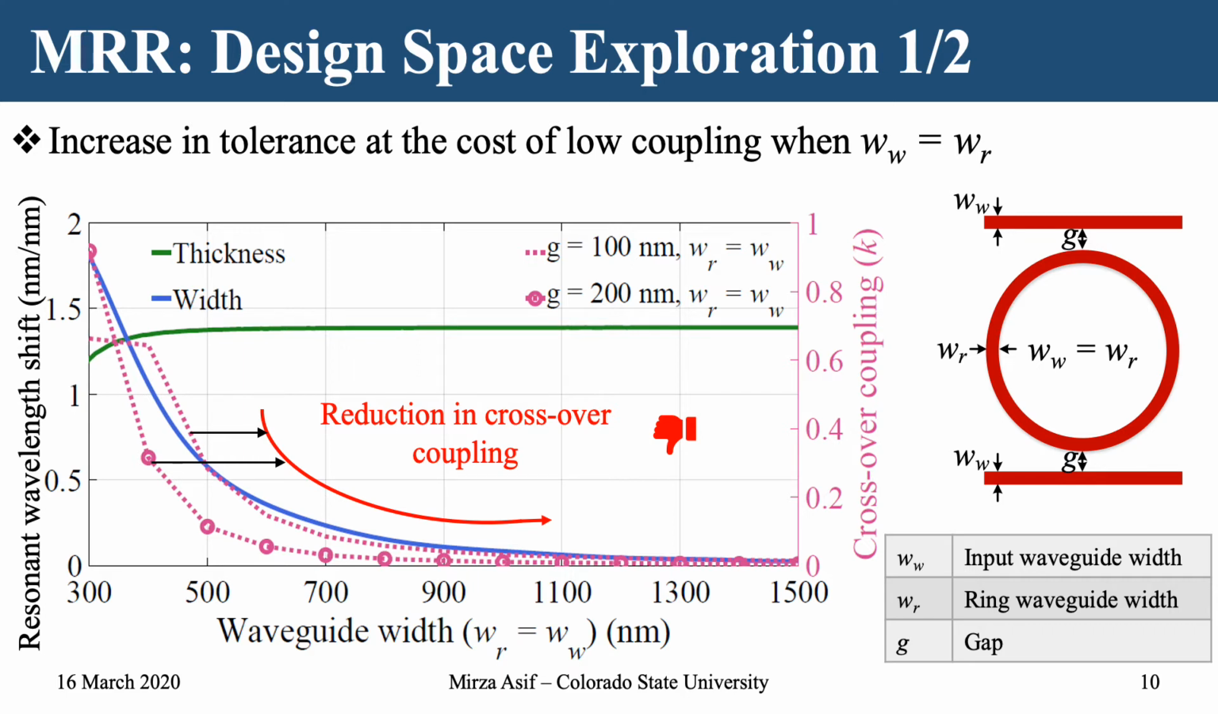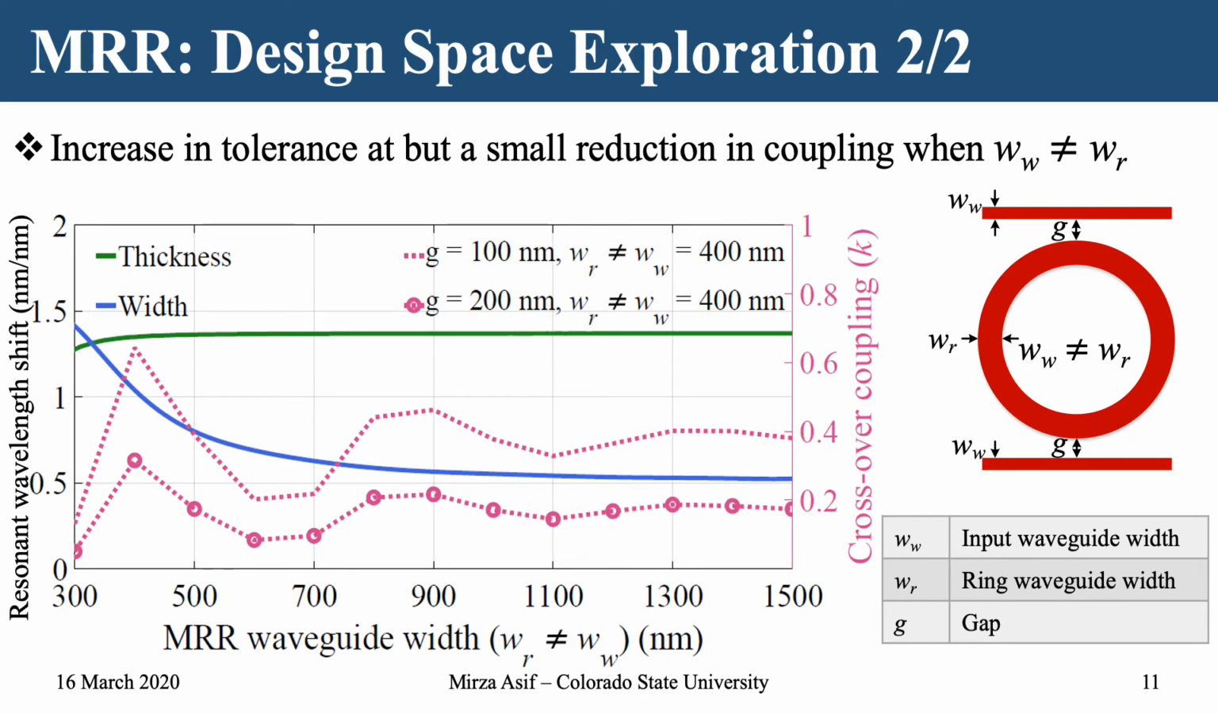Hence, we would want to not have that in our design. However, we would still want to have increased tolerance in our design. And we propose this model where the ring waveguide width, which is WR, is not equal to the input waveguide width, which is WW. We can see that a similar trend occurs with respect to resonant wavelength shift with respect to width and thicknesses, that it constantly decreases corresponding to an increase in tolerance.